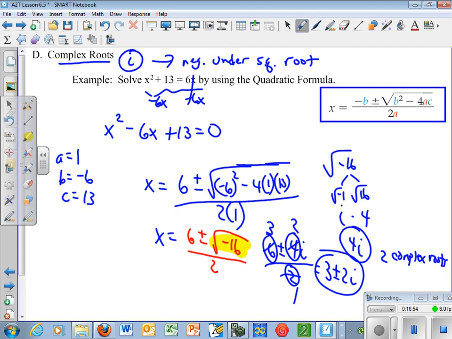Anything with I in it. Now, if you had the square root of a negative and it wasn't a perfect square, you put it in simplified root form. But if it has I on it, it is complex and occurs when there's a negative underneath the square root.